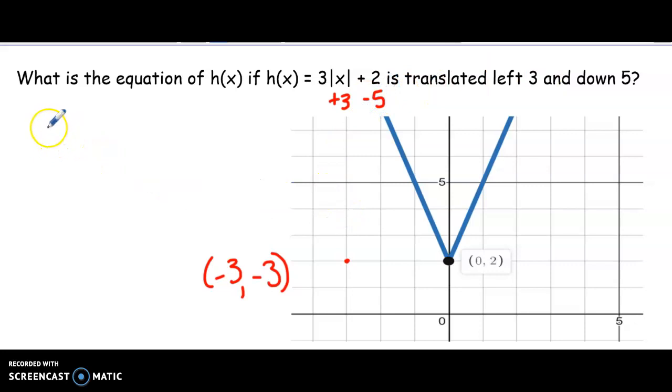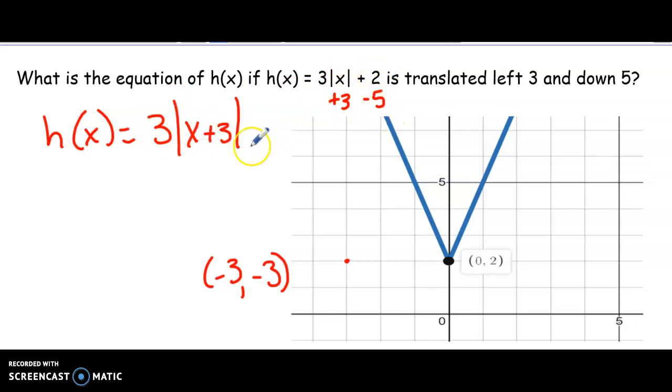Okay? So if I have my equation, it's going to be, I didn't do anything with this 3 out here, and I didn't invert it. I didn't change the sign. So then that would be x plus 3. 2 minus 5 gives me a -3. So that would be my equation.